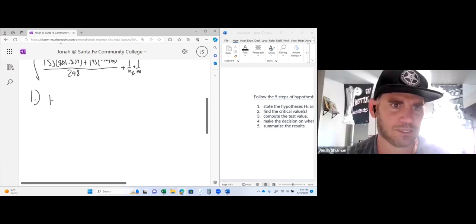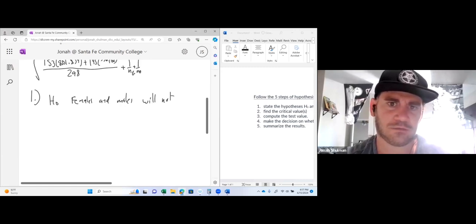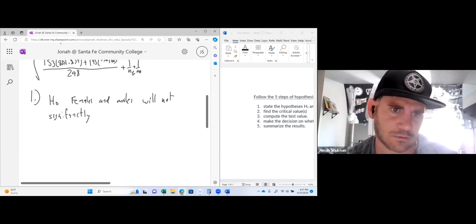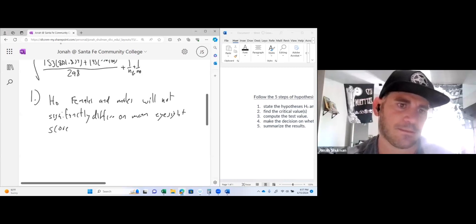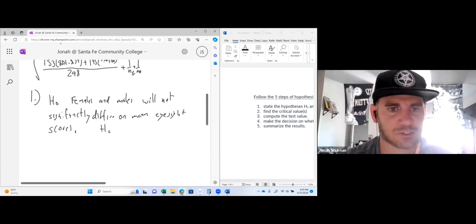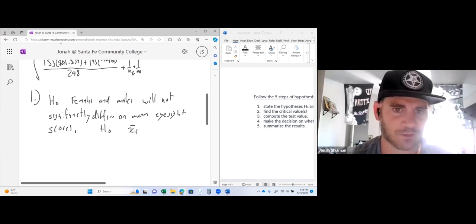Null hypothesis, so H0: females and males will not significantly differ on mean eyesight scores. Ta-da! That is our null hypothesis. So our H0 is basically that the first sample, for females, is equal to the sample for males.